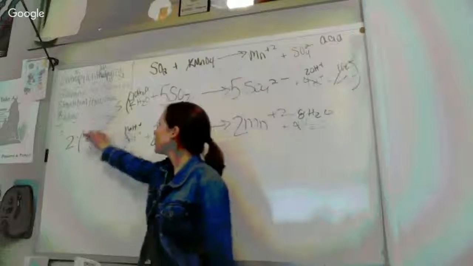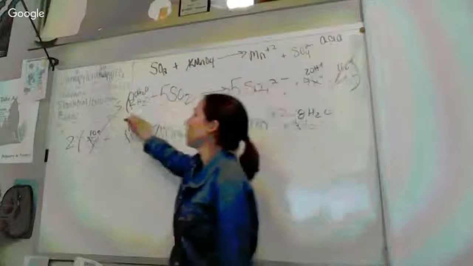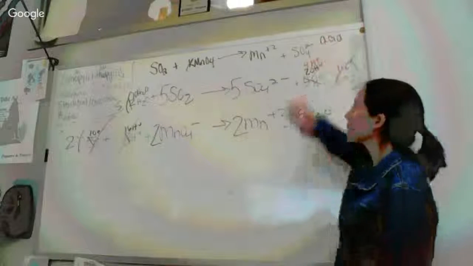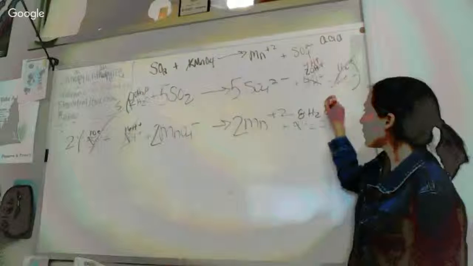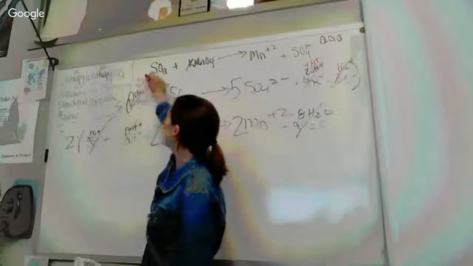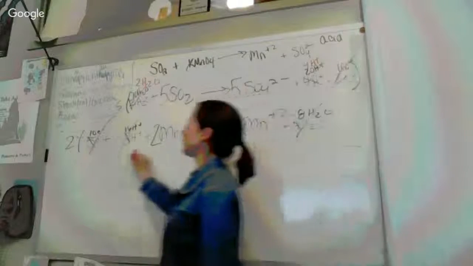And since my electrons are already canceled, I want to also cancel my hydrogens. 16 H pluses would cancel with my 20 H pluses and leave me with 4. And then my waters here can cancel with these 10 waters and leave me 2. And since that's all that I can cancel out, I'm now going to add everything together.